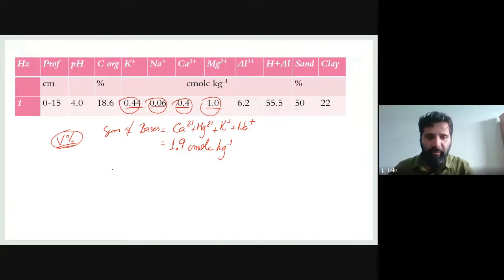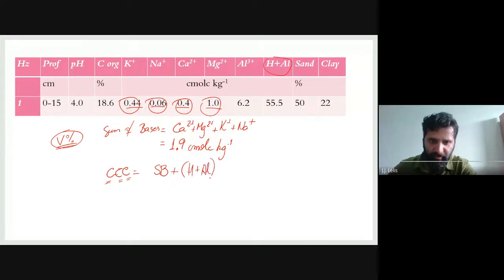And now I need to calculate the CEC, the cation exchange capacity. That is the sum of bases plus this quantity of aluminum and hydrogen. And the CEC is equal to 1.9 plus 5.5. So, of course, we have a huge value here.